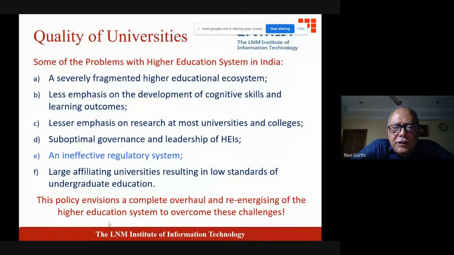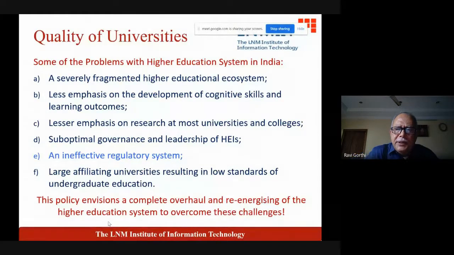Lesser emphasis on research at most universities. It applies to many universities. Suboptimal governance. We don't have those problems. An effective regulatory system, a regulatory system that measures where we are in the last 3 years and where we should be.